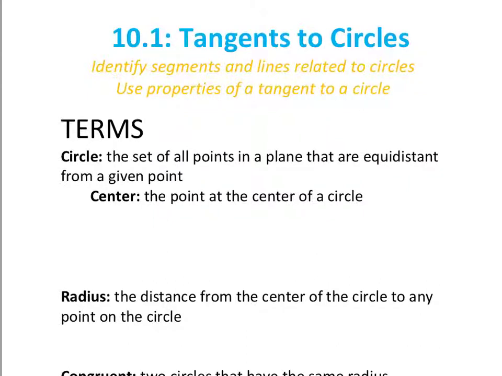Hey fellas, so today I'm going to introduce the basic terms and theorems that go along with circles. Okay, so it's a basic introduction, just to get you the basics, and then we'll get more in depth with later sections.